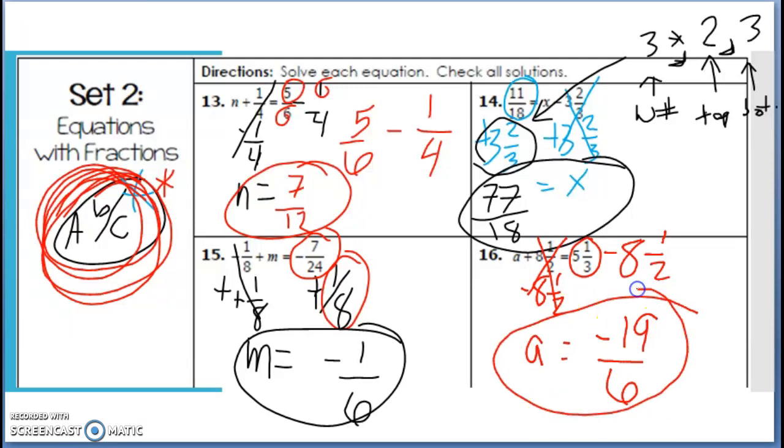19/6. So if you want to see the long way, I will be by in the morning and we can practice again. We're going to practice some more on Friday to make sure we got this down. So as a mixed number, negative 19/6 would be negative 3 1/6. Either answer is okay with me. Just make sure if they give you a fraction, your answer needs to be a fraction.